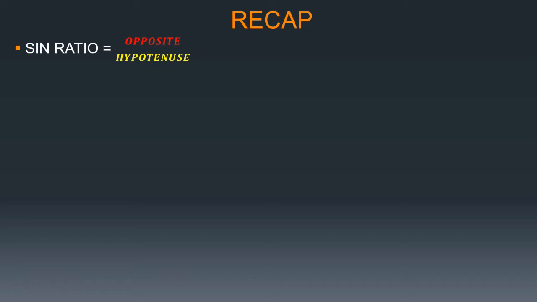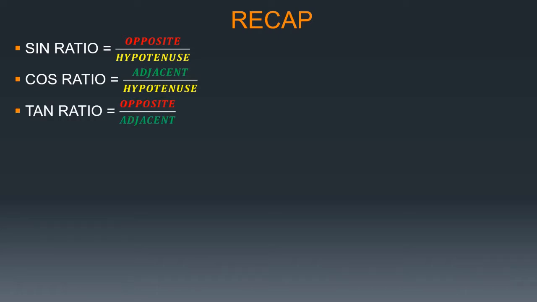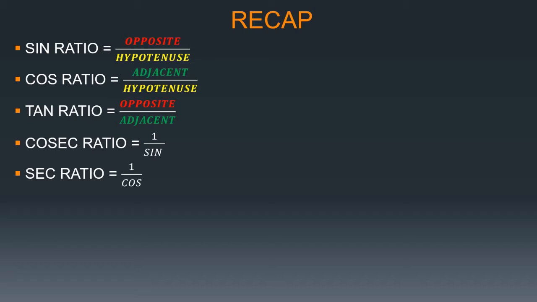We have studied the formula for sine ratio, which is equals to opposite upon hypotenuse. Then cos ratio is equals to adjacent upon hypotenuse. Tan ratio is equals to opposite upon adjacent. Cosec ratio is equals to 1 upon sine. Sec ratio is equals to 1 upon cos. Cot ratio is equals to 1 upon tan.